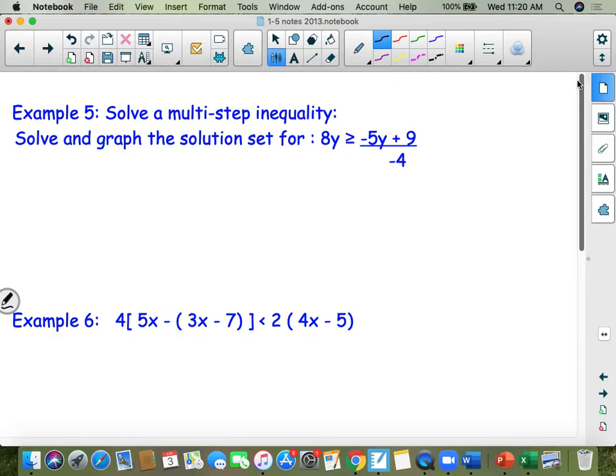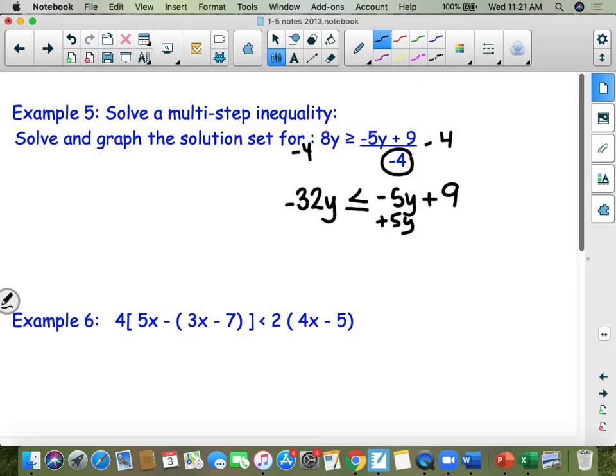If you get something like this, the first thing you have to do is multiply both sides by a negative 4 because you can't have that fraction. So whatever you do to one side, you can do to the other. And since I multiplied by a negative number, it comes out to be a negative 32y. I got to remember to switch my sign because I multiplied by a negative number, negative 5y plus 9. I'm going to add 5y to join the 32y, and I'll get a negative 27y is less than or equal to 9. I'm going to divide by negative 27.